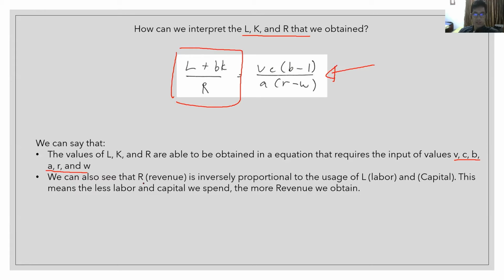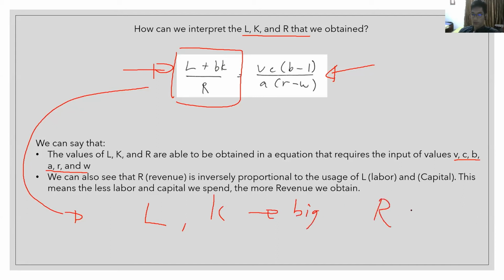From here, we can also see that revenue is inversely proportionate to the usage of labor and capital. This means that the less labor and capital we spend, the more revenue we obtain. This also makes sense economically. So R is inversely proportionate to L and K. If L and K is big, then R will be quite small. But if this is quite small, then R will be bigger in comparison. And so that is my final interpretation for question number 3.